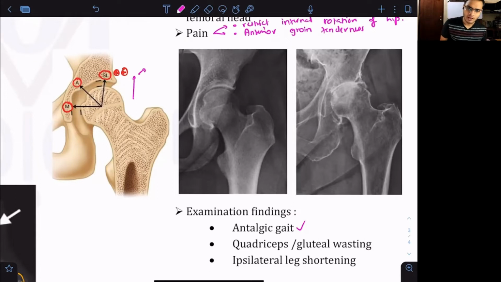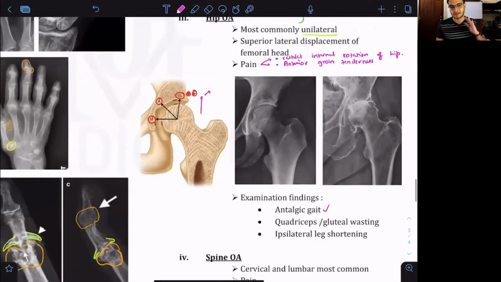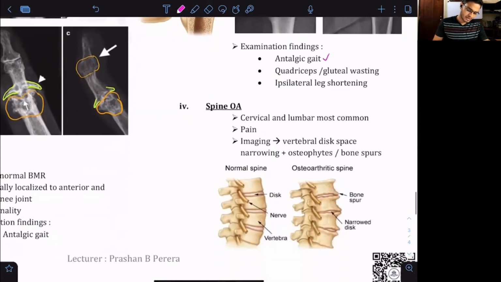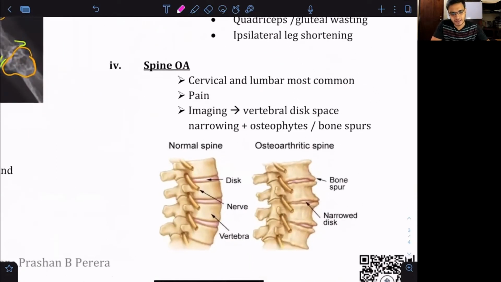Now, what's the important thing here? How will you see this clinically, guys? The patient, that affected leg, ipsilateral, since the femur is moving upwards, what is happening? The entire leg is moving a little bit up. So compared to the other leg, what will happen? That affected limb appears shorter, right? So this is what we call ipsilateral leg shortening. Okay.